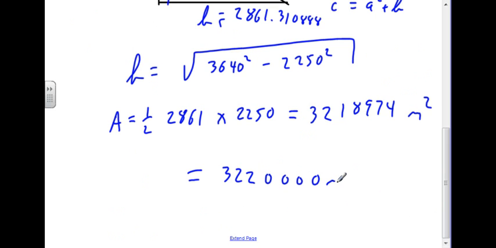3221234 zeros meters squared. Put in commas. All right, good enough? Good enough. Number 4 would do the same thing, so we'll skip them. Do we have to? Oh, we have to do number 4.